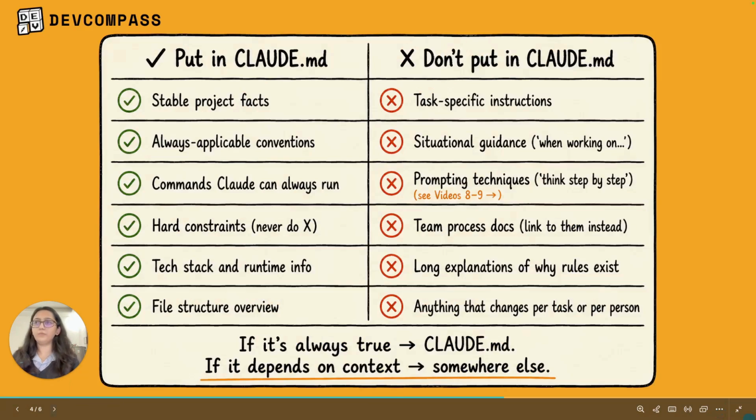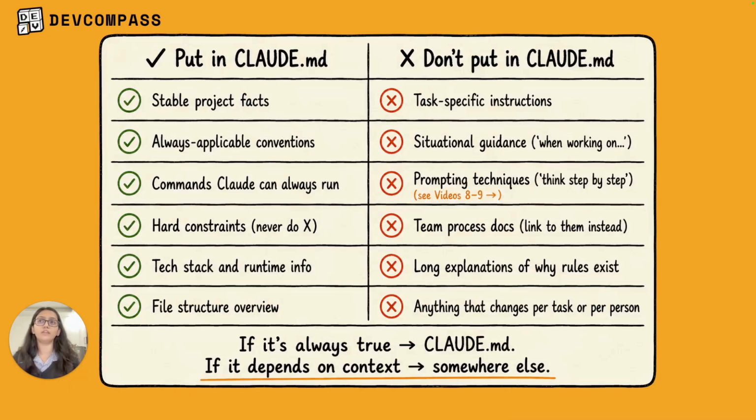Let's see what you can put in a Claude.md file and what you can not put in a markdown file. So first, stable project facts. Task-specific instructions, please don't put them. "This is a Node.js API" is always true. "When working on the auth flow today, focus on token expiry" is task specific, so it belongs in a session prompt, not a team file.